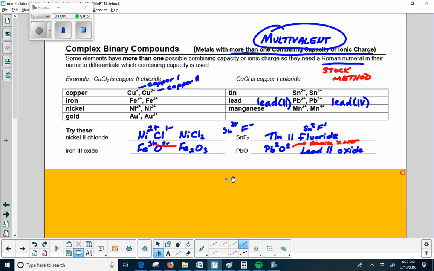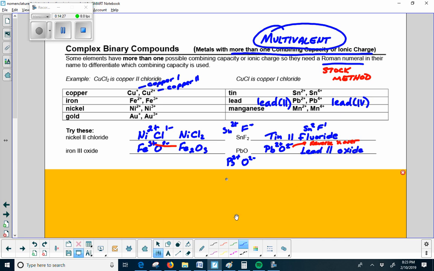Now be careful with this one. This is lead and oxygen. So what you know here is that oxygen has a 2 negative charge, and both of these are even numbers, so that must mean that the lead must have a charge of 2 plus. So this is the 2 plus version. Because of that, we're going to call this lead(II) oxide.